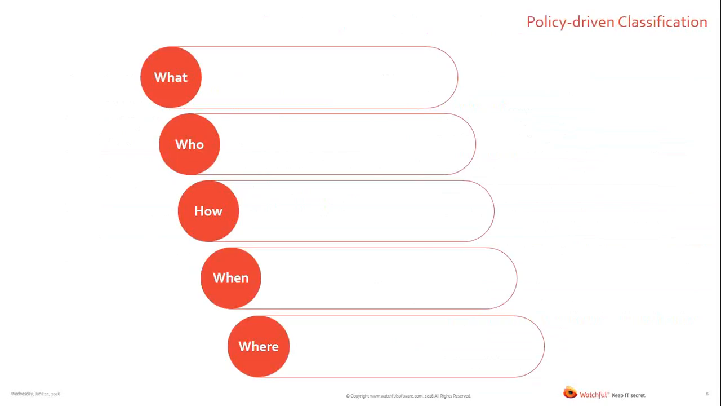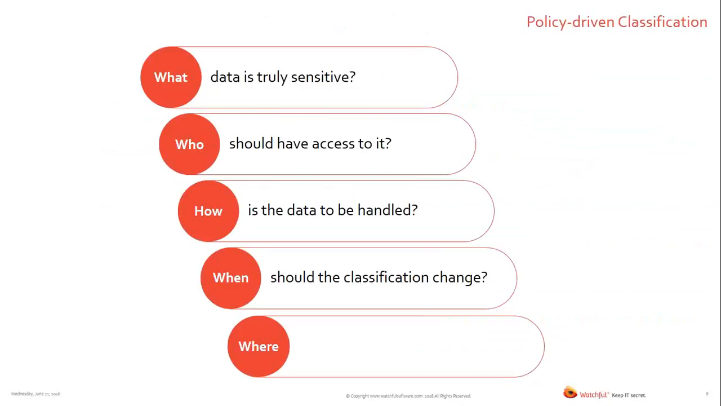So data classification is policy driven, and it gets into the who, what, how, when, and where. What data is truly sensitive? Is it payroll through human resources? Is it social security numbers, credit card numbers, personal data, health information? Who should have access to this information?